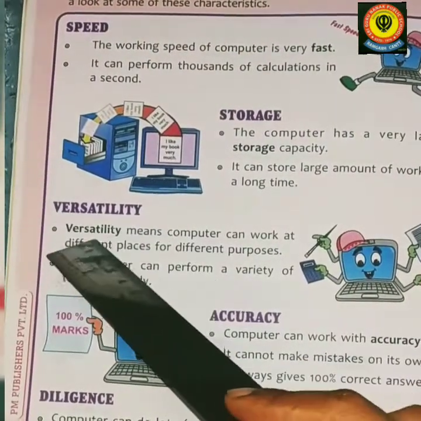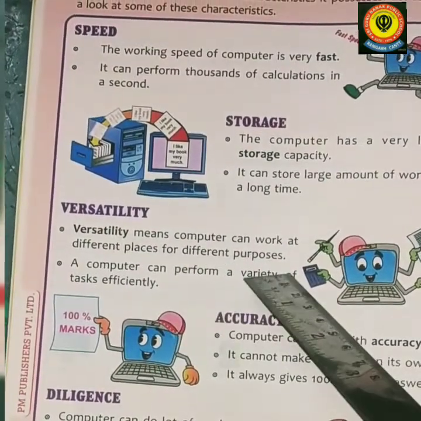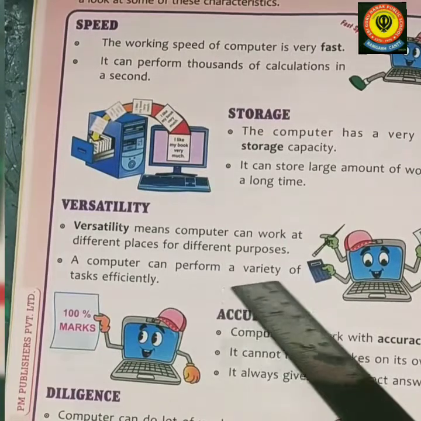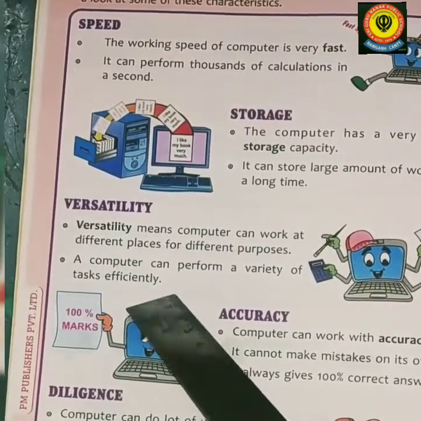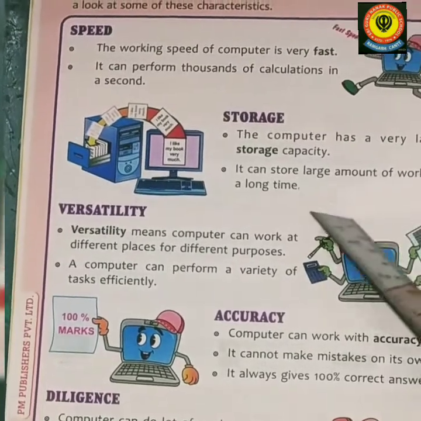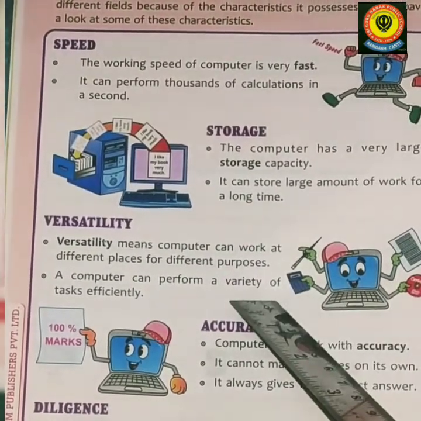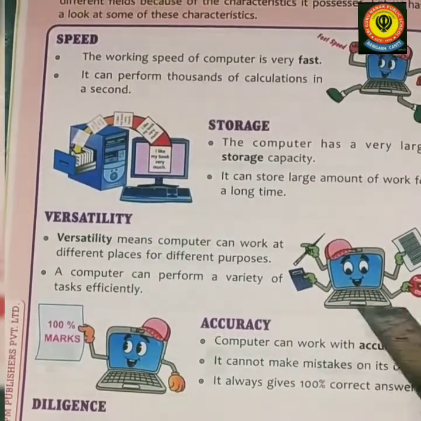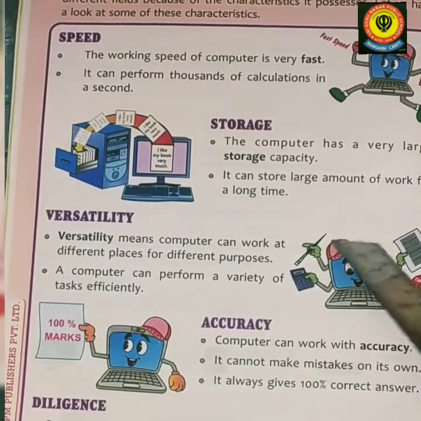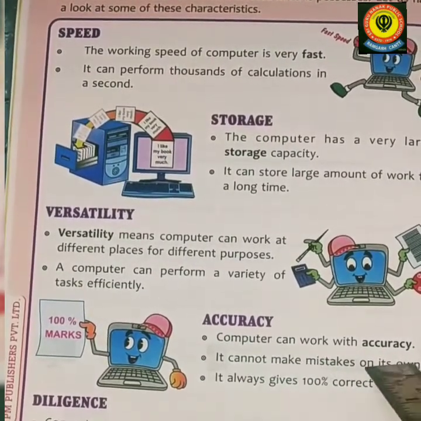Third is versatility. Versatility means a computer can work at different places for different purposes. A computer can perform a variety of tasks efficiently. A computer can do many tasks in one go, right? A computer can calculate, draw a picture, play music. All this work can be done in one go.